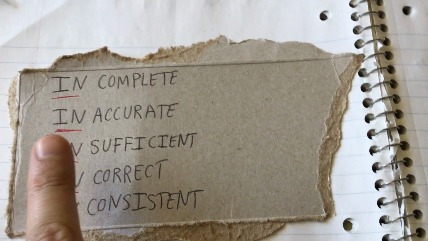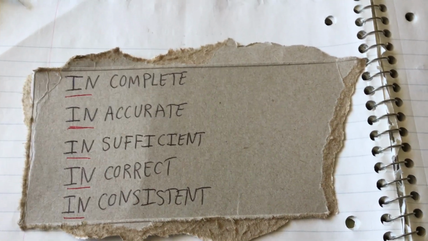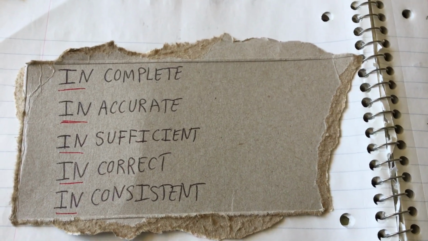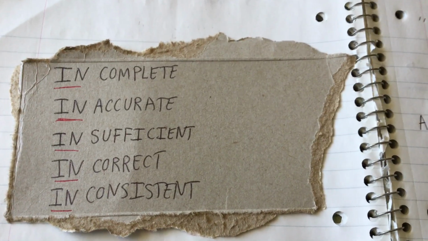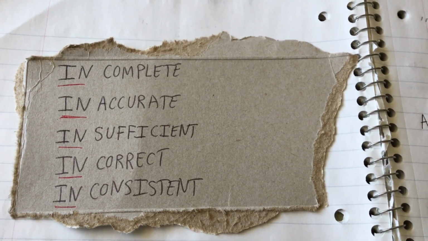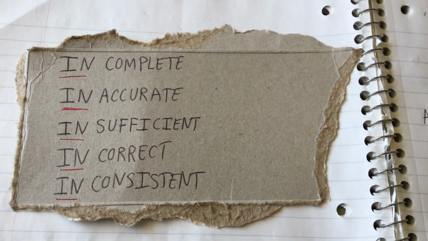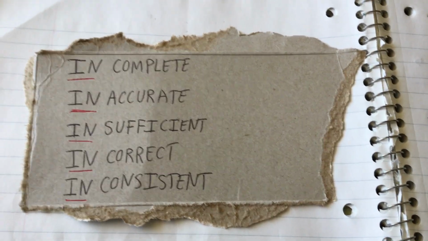Insufficient. The word sufficient means having enough. We have sufficient food in the house. If we have an insufficient amount of Kool-Aid in the water, it's going to taste really diluted. It's going to taste not so sweet. So insufficient. I don't have enough sugar in my Kool-Aid.